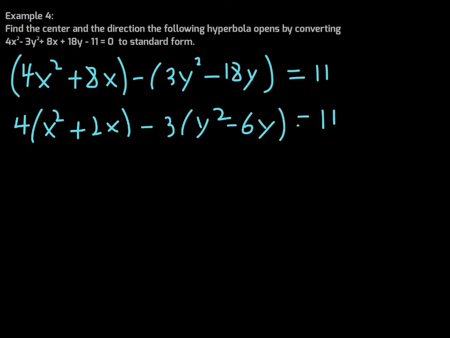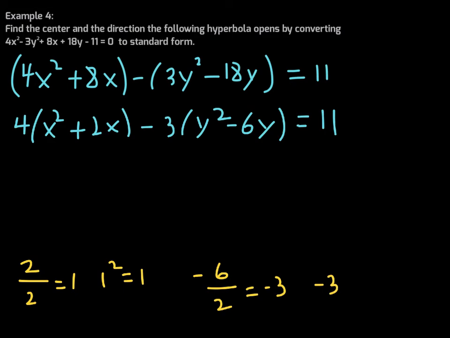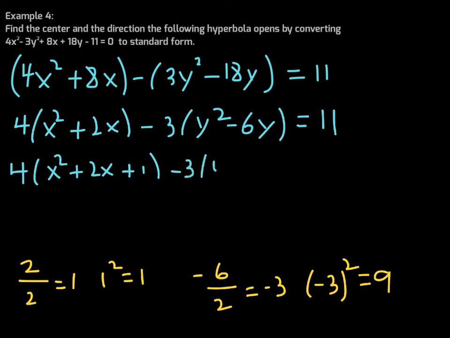Now I can complete the square, okay? So I'm going to take half of the coefficient of the first degree term for each of these variables. So I'm going to take the number 2, take half of that, which of course is 1. I square that, which is 1. For the y variables, I'll take half of negative 6, which is negative 3. And then I'll square negative 3, which is 9. So here we go. I'm going to put a 1 right here in that group. And for this group, we'll be adding a 9.